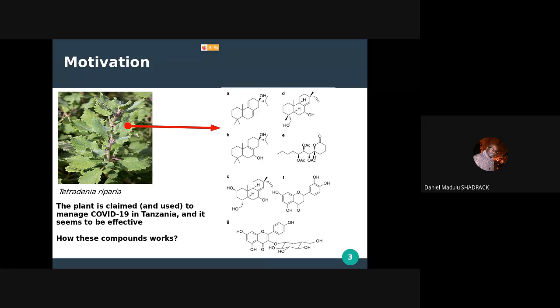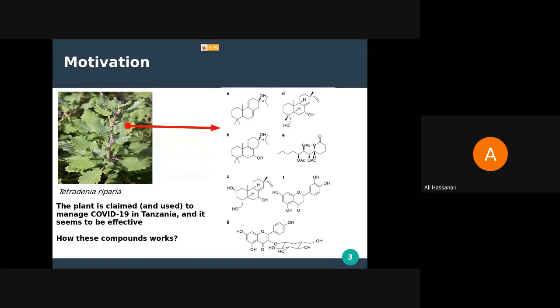So the motivation is that in the case of Tanzania, we are blessed to have a lot of natural products. One of the plants that were suggested, which have been used locally and claimed to be effective in managing the disease, is this one that I showed, Tetradenia riparia. But we really don't know how this compound works, either by acting on the virus itself or by inhibiting the virus from entering the cell.